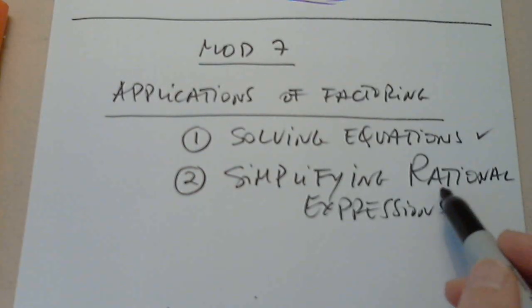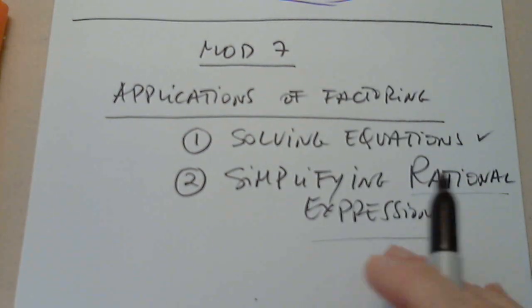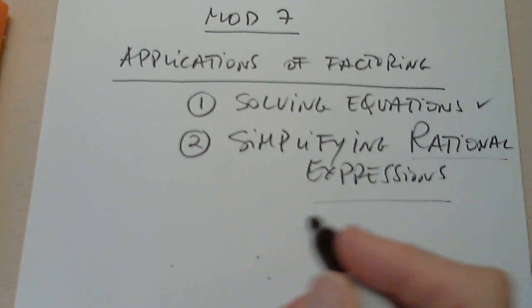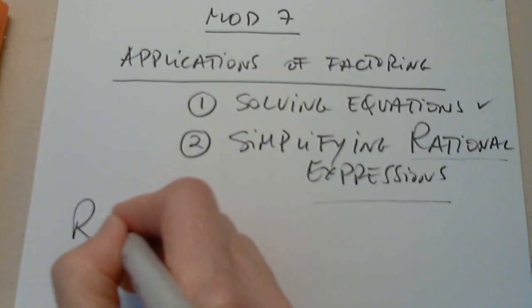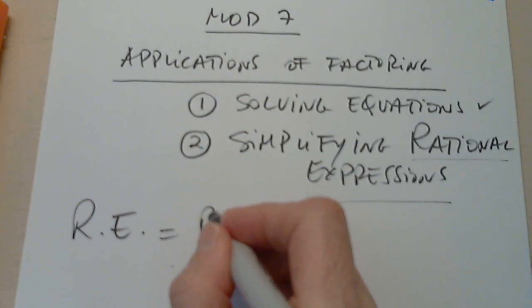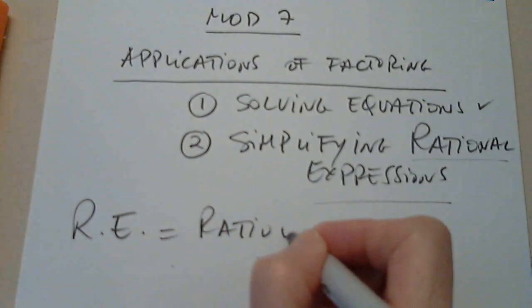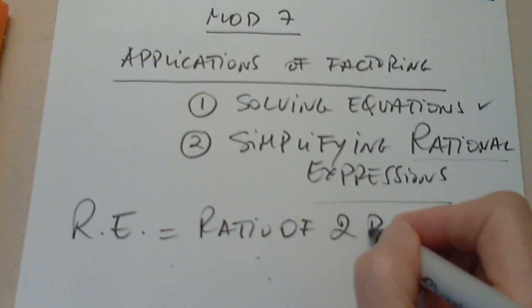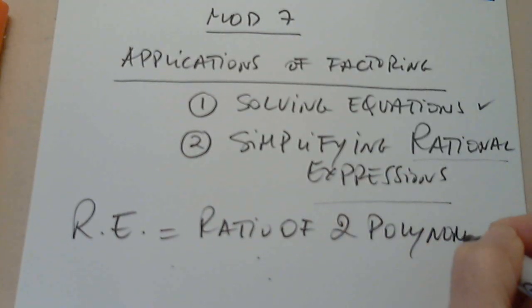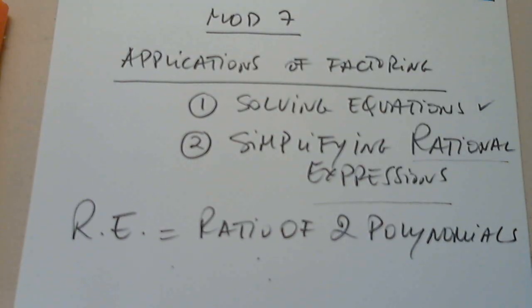First of all, let's define a rational expression. What is a rational expression? A rational expression is a ratio of two polynomials. A ratio of two polynomials.